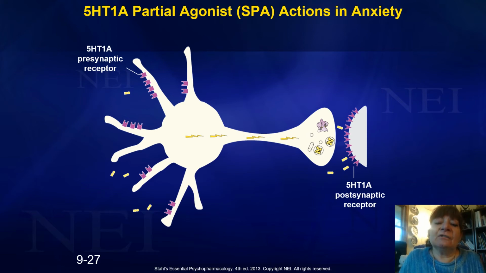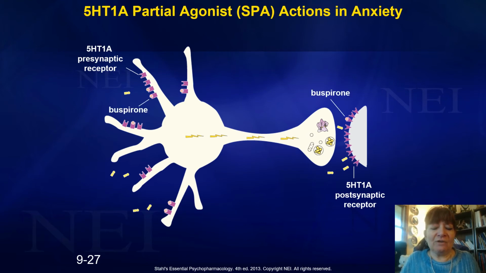And again, like all of the antidepressants, the onset of action of buspirone will be delayed. And so it is thought that the therapeutic effects of buspirone are related to the downstream changes and not the acute action at these receptors. Okay, so now we've added the buspirone on the slide here.